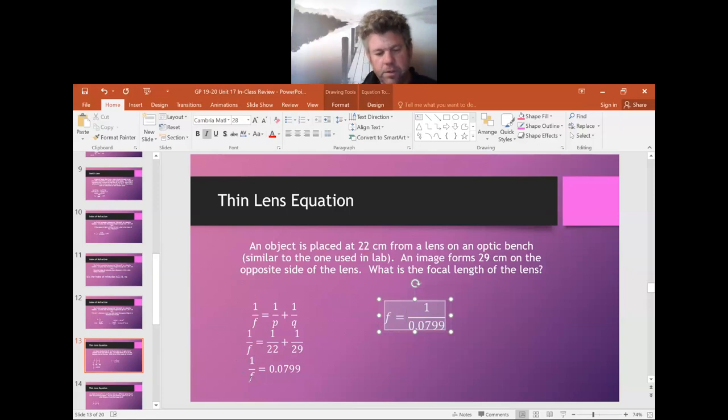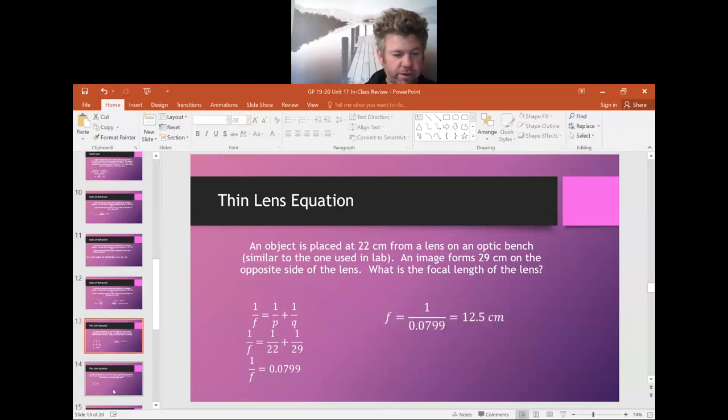So this one, once I find that, I find that the focal length of this is 12.5 centimeters. All right. Again, you can do the inverse of that. You can do the reciprocal of it. All of those are going to produce the same exact answer for us.